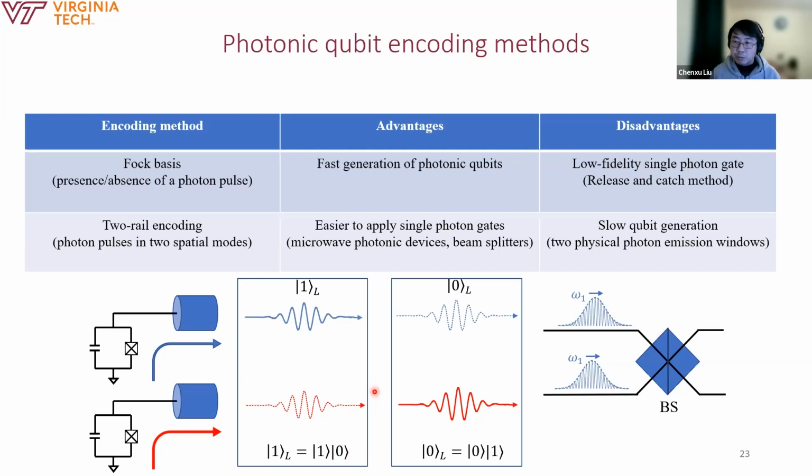However, as we need to map a single bit of quantum information into two different modes, which essentially needs two photon emission windows, the time spent to generate a single bit of two-rail encoded photon is relatively long, which will give more decay and decoherence error while the transmon qubits are waiting.